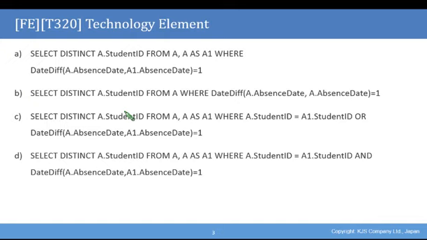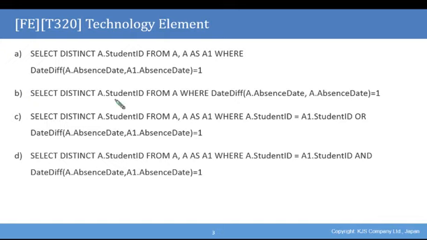C: Select distinct A.studentID from A as A1, where A.studentID is equal to A1.studentID, or dateDiff A.absenceDate, A1.absenceDate equals 1. And finally D, select distinct A.studentID from A as A1, where A.studentID equals A1.studentID and dateDiff A.absenceDate, A1.absenceDate is equal to 1.